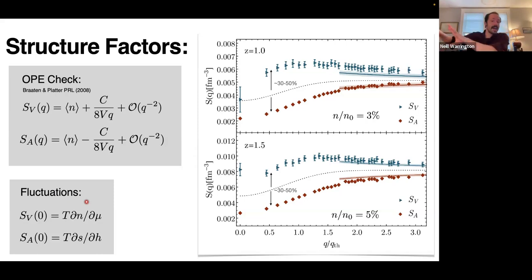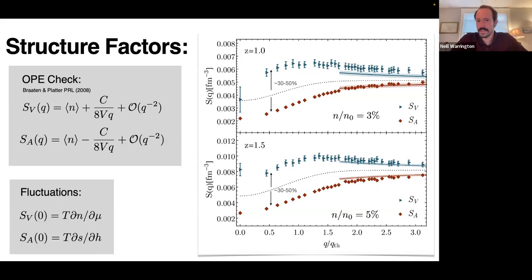There's also, so that's at high Q. At low Q, there are relations between the structure factors and thermodynamic functions, which are given here. At low Q, the vector structure factors ought to converge to the derivative of the density with respect to mu, and the axial to the derivative of the spin with respect to h. I totally forgot to put those lines here, but we find agreement with these low energy fluctuation relations at low q.